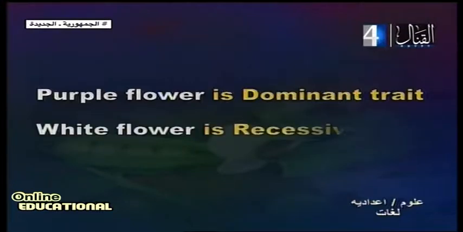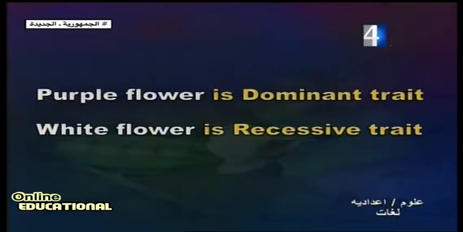There are two types of trait. The first is the dominant trait, and the other is the recessive trait. The purple flower, which appears in the first generation, is a dominant trait, and the white flower, which disappears in the first generation, is a recessive trait.